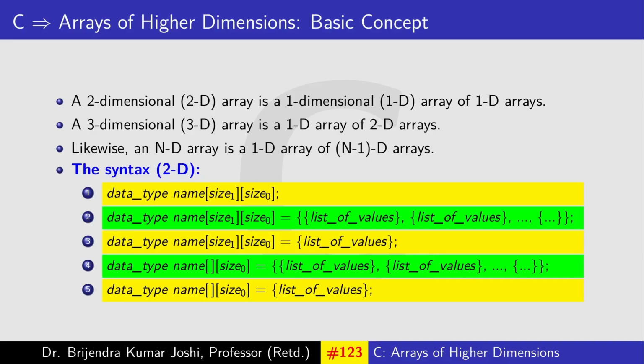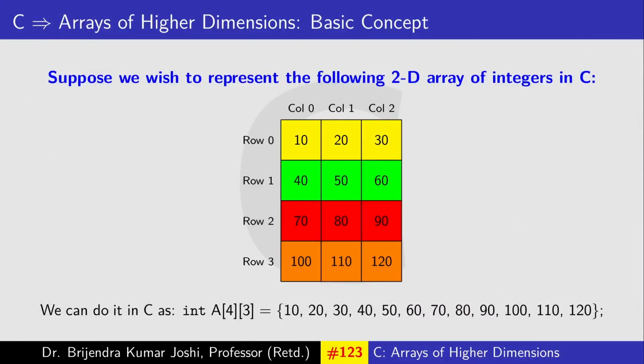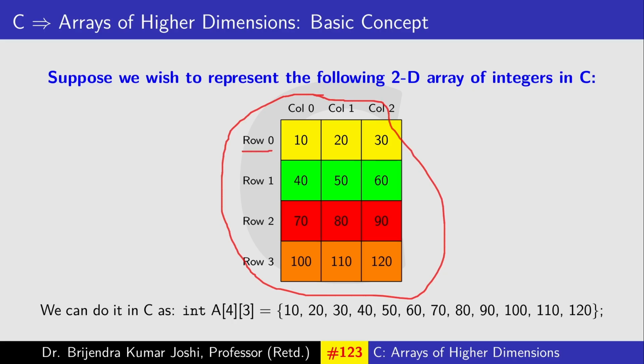So now suppose we wish to represent the following 2D array of integers in C. Now this is the two-dimensional matrix or array as far as C is concerned. So how many rows are there? 4 rows. So we can name them rows 0, 1, 2, 3. These will be the indexing values. So how many rows? 4. How many columns? Columns are 3. So columns can be indexed as 0, 1 and 2.